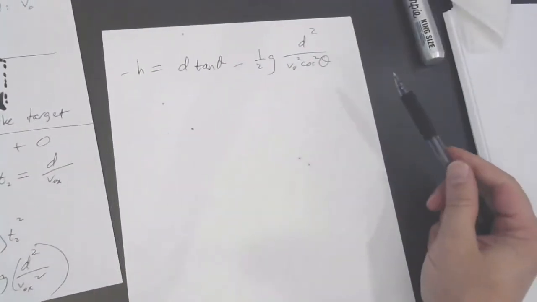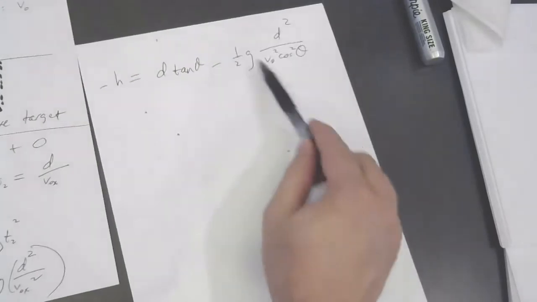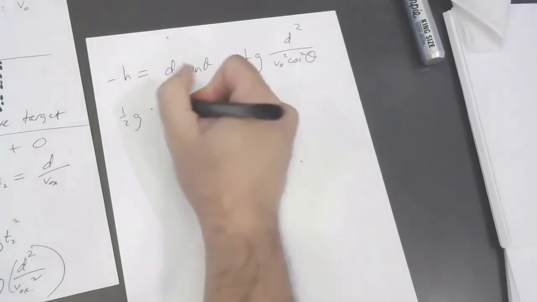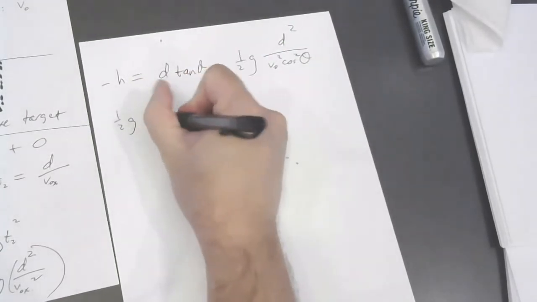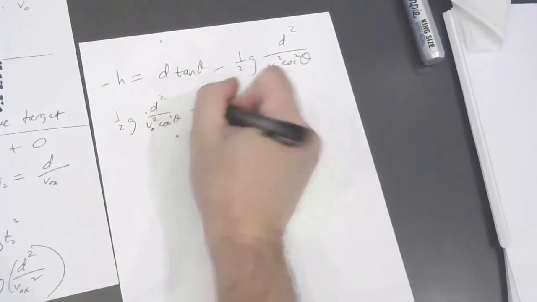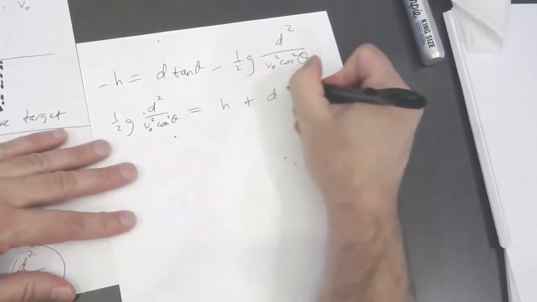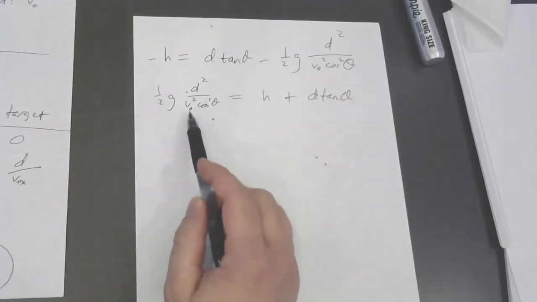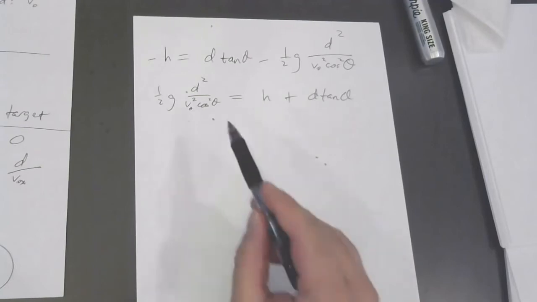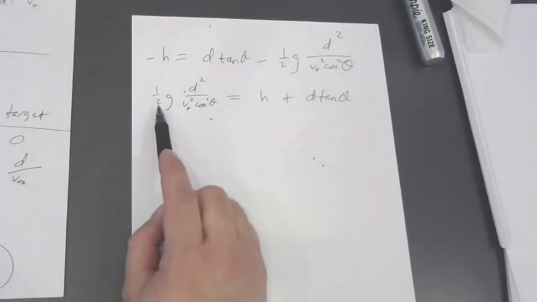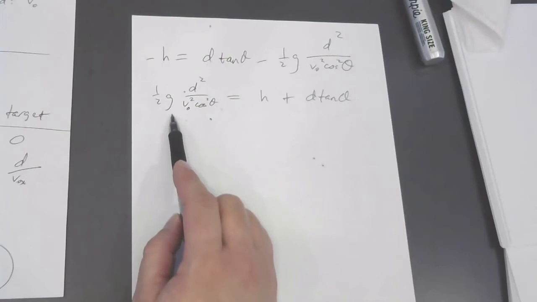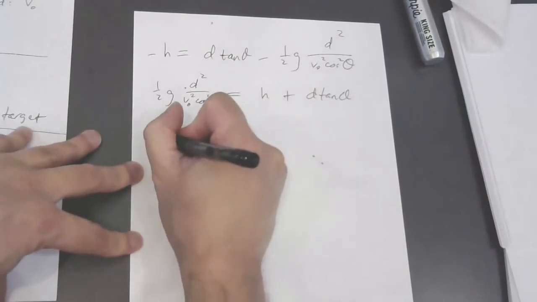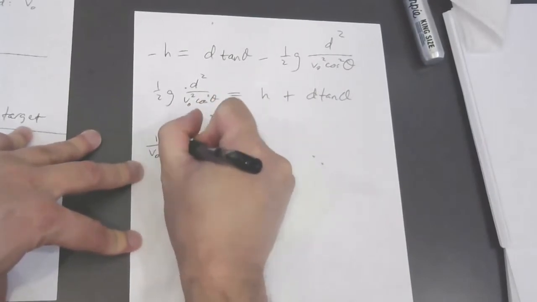So let's do some algebra here. I would like to put this term on the other side, and I'll move the h over. So I get 1/2 g d squared over v naught squared cosine squared theta equals h plus d tan theta. I'm just moving stuff around. And my goal, of course, is to isolate v naught. So I'm going to get rid of all this garbage simultaneously. I will multiply by 2, I will divide by g, I will multiply by cosine squared theta, and I will divide by d squared. And that will leave me with the reciprocal of v naught squared.